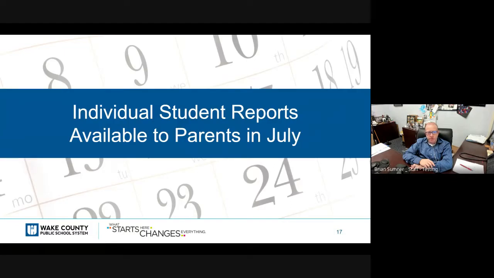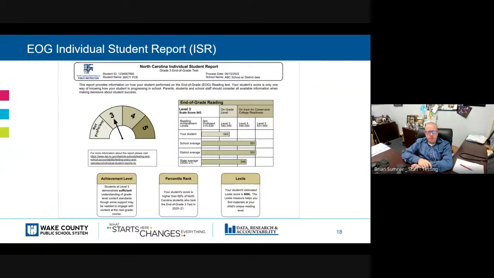And now we'll talk a little bit about the individual student reports. These are available around about July. We try and get them home as soon as we possibly can. But if you go to the next slide, here's an example of what the report looks like.